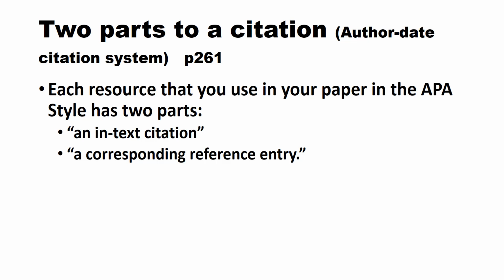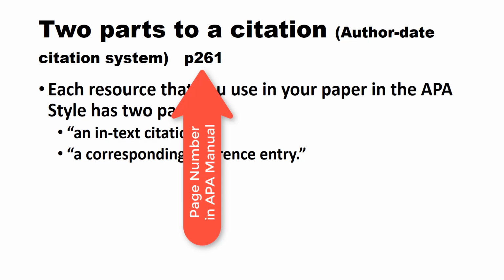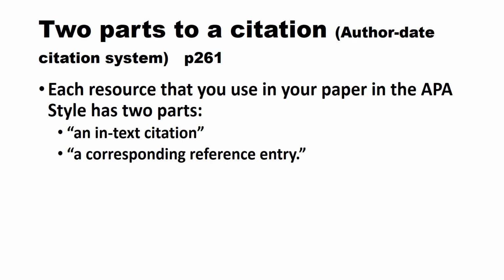The APA style uses the author date citation system to cite your references in your paper. In this citation system, each resource that you use in your paper has 2 parts: an in-text citation within the text of your paper and a corresponding reference entry at the end of the paper. For the rest of the presentation in these 2 videos, you will see the title of the slide at the top of the slide. There may also be a number after the title. This number is referring you to the page number in the APA Style Manual, 7th edition, where you can find the information that is on the slide.